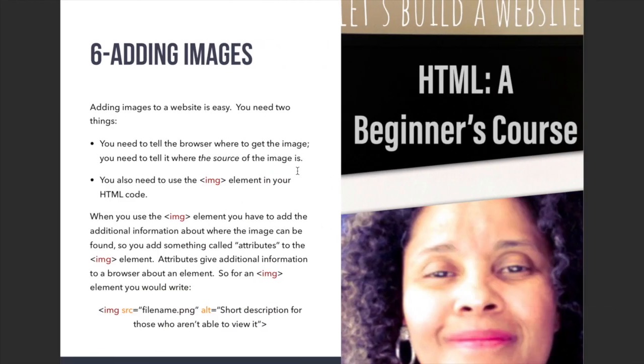So when you add images to a website, there are two things that you need. First of all, you need to tell the browser where to get the image. Where can the image be found? That's typically called the source of the image. What's the source? Where can I find that image? That's what you need to tell the browser.